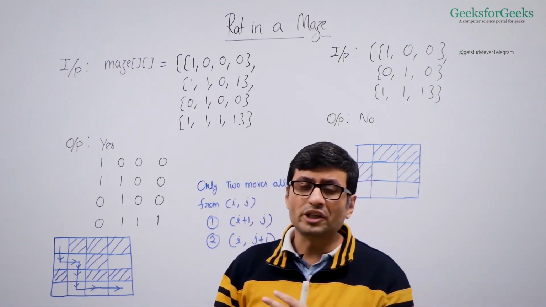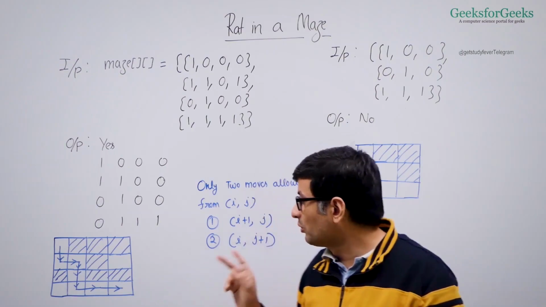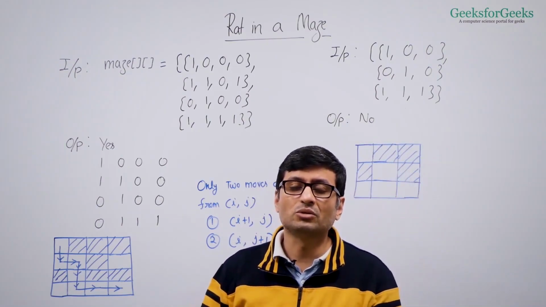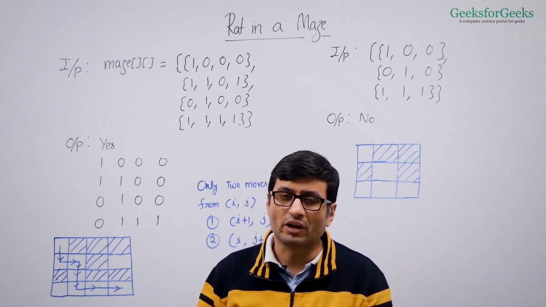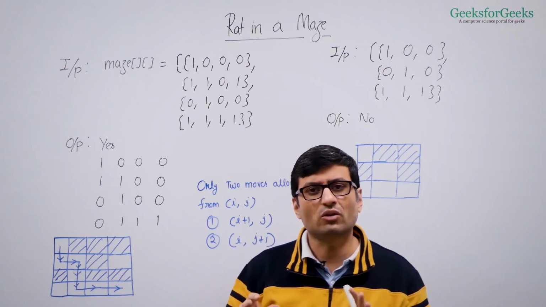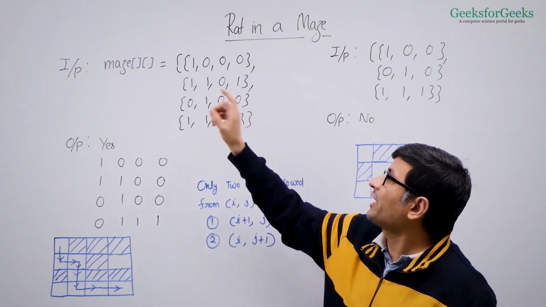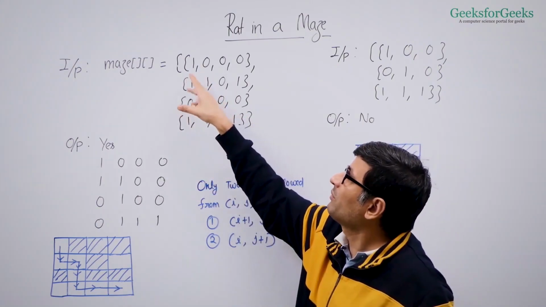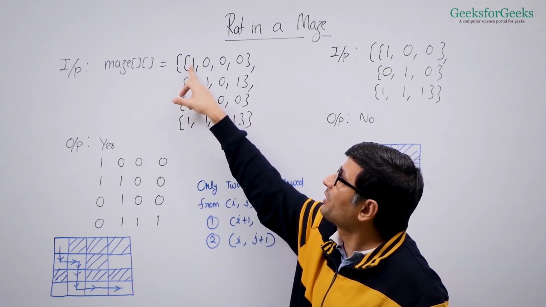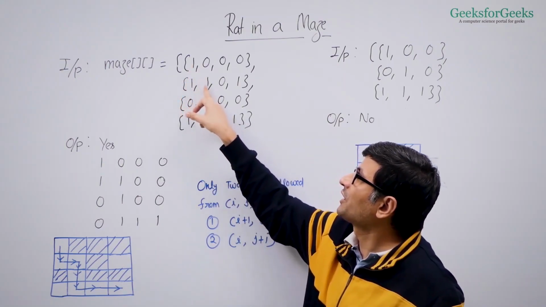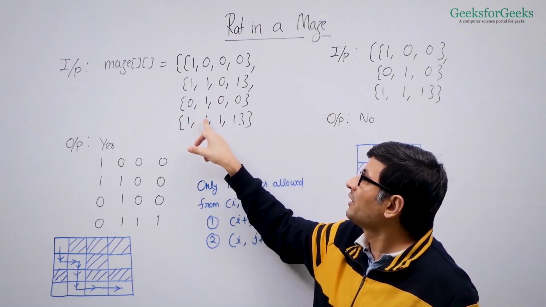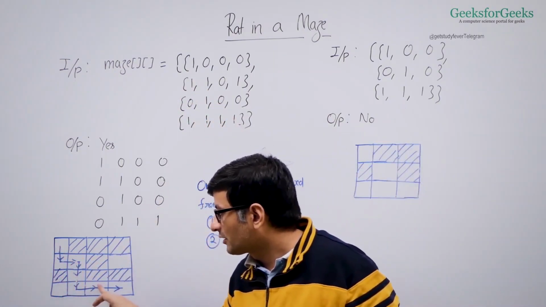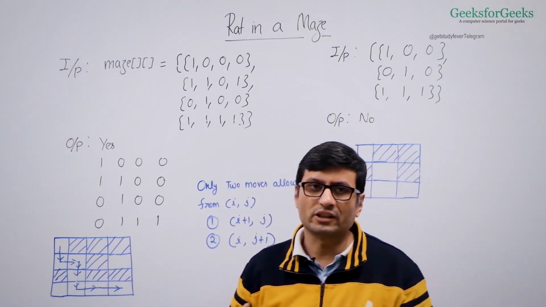So there are two conditions. One is the rat can move only in these two directions, and that too only when these two cells have value one, not blocked. So the rat has to collect this cheese with these conditions. In this problem, the rat can go this way. It begins from here, comes to this side, this side, this side, this side, then goes here, right? I've shown the path here. So this is the path the rat can follow and can collect the cheese.